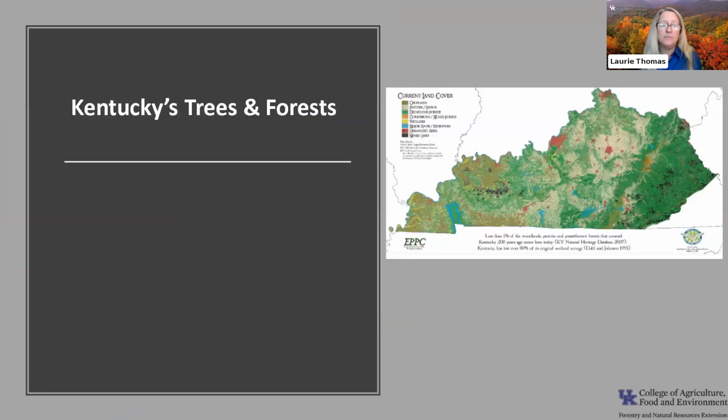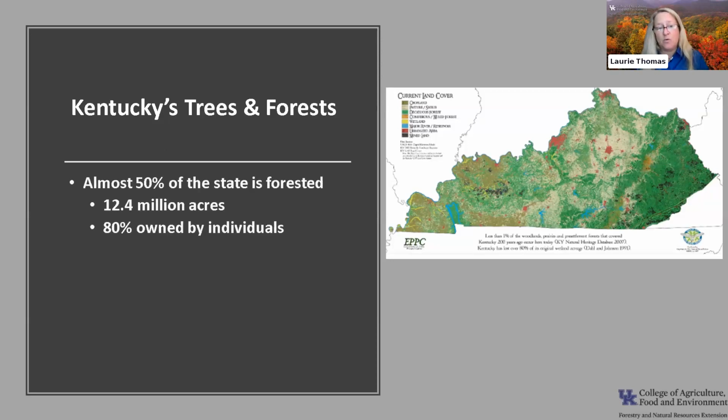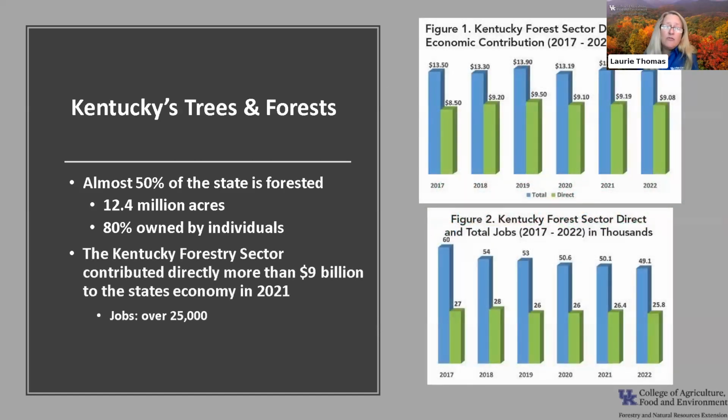So in Kentucky, about half of our state is forested. As you can see in this map, a good portion of it is in the eastern half with the darker green, but we've got a lot of green all across that state. It equates to about 12.4 million acres, and about 80% of that is owned by private individuals, family farms, family woodlands, and whatnot. We do have some publicly owned forests, with our Daniel Boone National Forest that runs north to south right here on the edge of eastern Kentucky. And then we've got Land Between the Lakes over here, in addition to some other publicly managed forests.